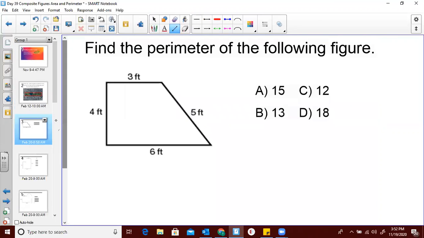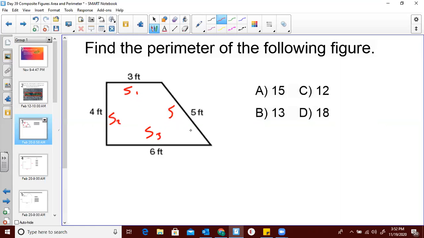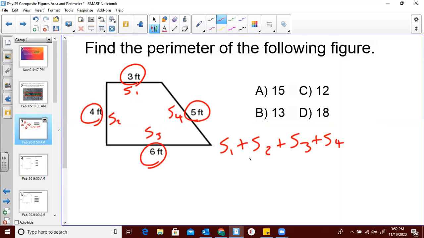So when we jump into looking at a figure, the first thing we need to do is look at all the sides. That's all we're going to do: add them up. So let's say that's side 1, side 2, side 3, and side 4. If we wanted the perimeter, since we know all the values, we can just add side 1 plus side 2 plus side 3 plus side 4. You guys should remember that from last year.